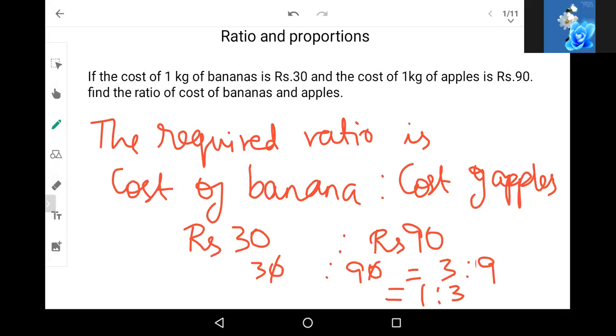Understood how to find the ratios? It's a very simple problem where we are finding the ratio for this. Now let's go to the next problem.